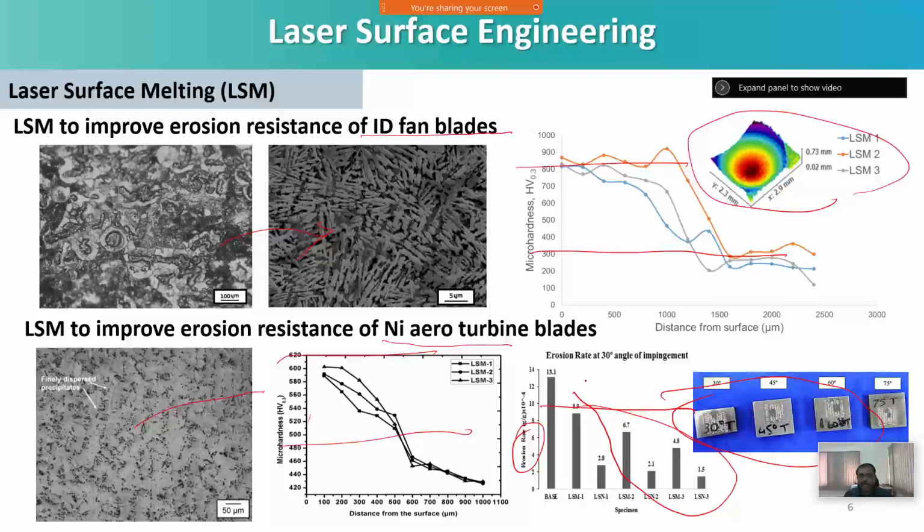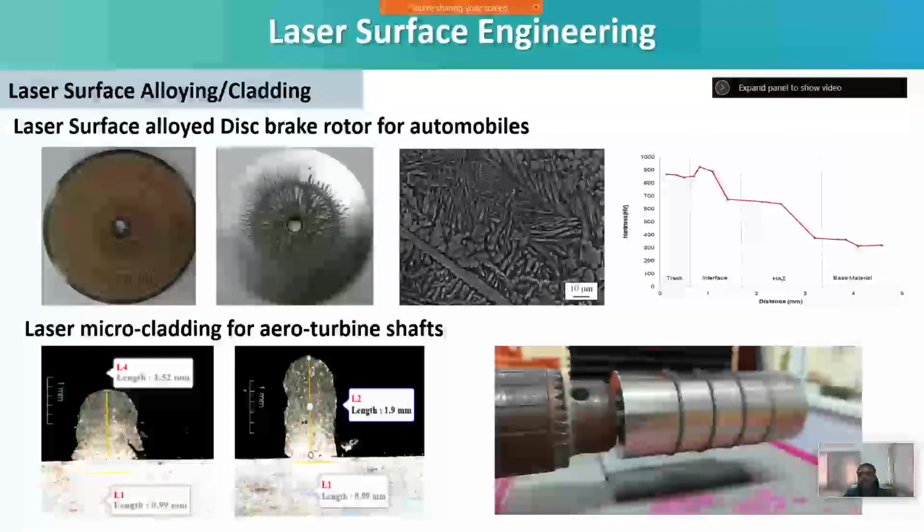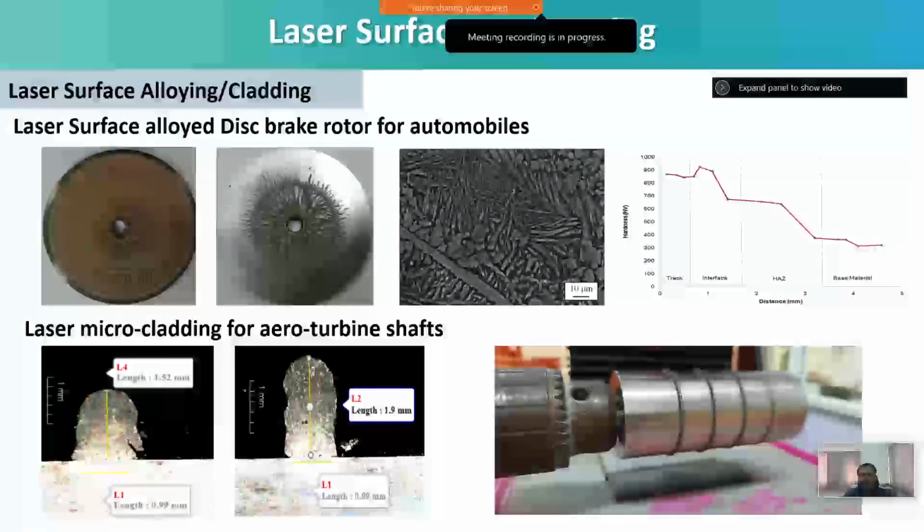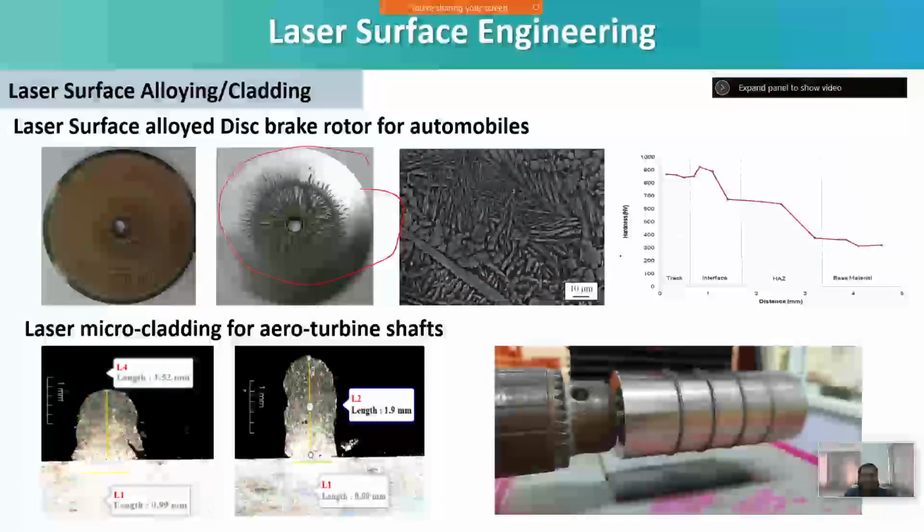So similarly, when you are trying to improve any kind of tribological property, either wear or cavitation or erosion or pitting or fretting, whatever the way you want to modify, either simply with laser surface melting or with some kind of alloying, possibly this system will be quite useful. And again, we have done an alloying on a disc brake rotor system for an automobile application, and here also we recorded a very good improvement in hardness.